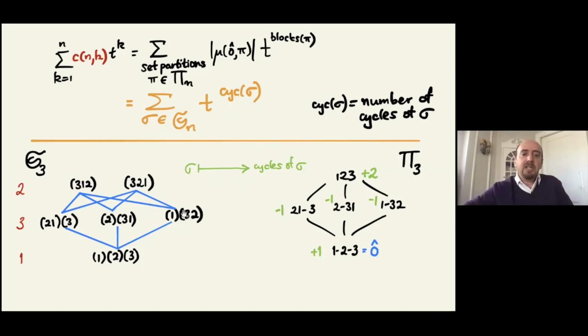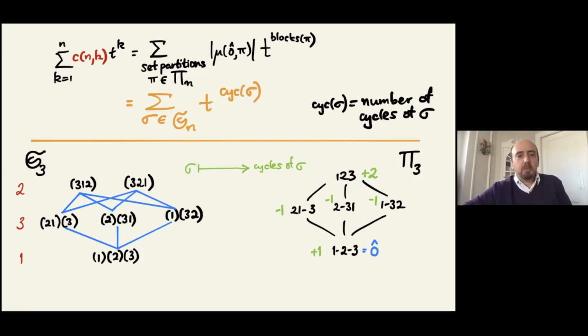So you turn each cycle into a block in the set partition. That map has the property that when you fix a set partition, the number of pre-images will be the absolute value of the Mobius function from the bottom up to that set partition. So for most of these set partitions, the number of pre-images is 1, but for example, for the set partition which is the indiscrete partition in which all the elements are in a single block, there are 2 pre-images. And that's not hard to see.